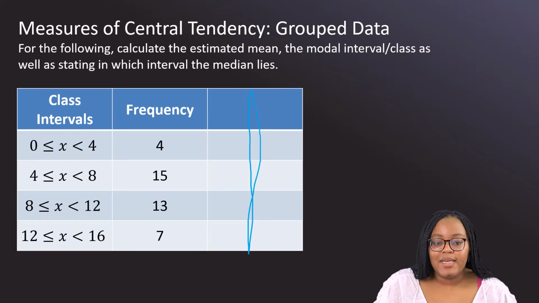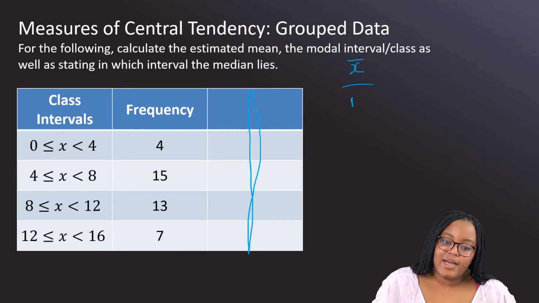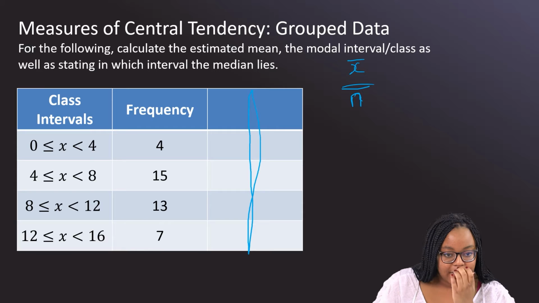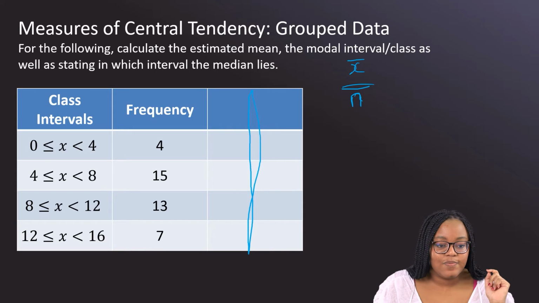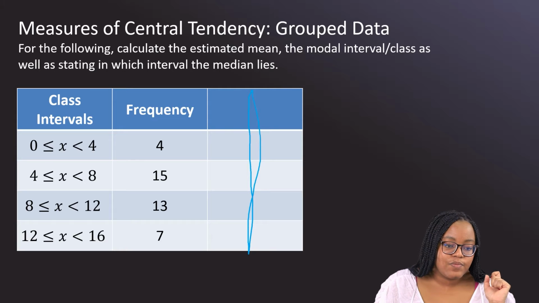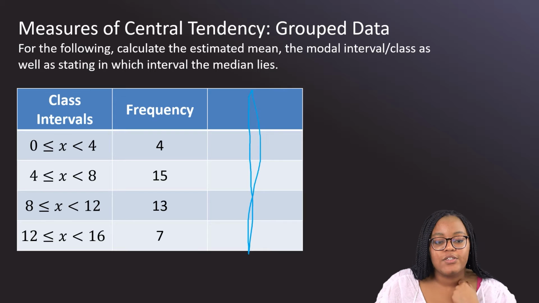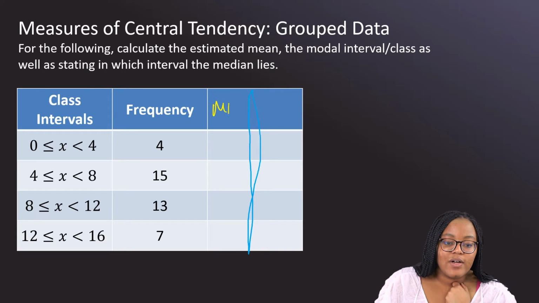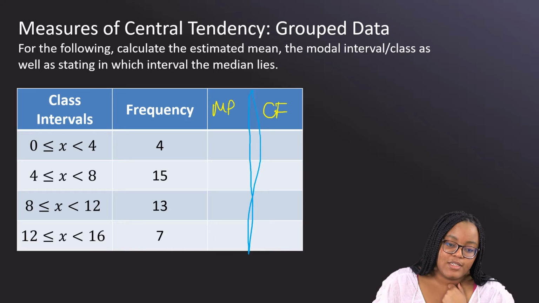You know that the mean is going to be the sum of a certain value in your data set divided by the number of your total data variables in this set. In this instance, to calculate the mean where you have grouped data, I first need to find the midpoint of our data intervals as well as the cumulative frequency of those intervals.